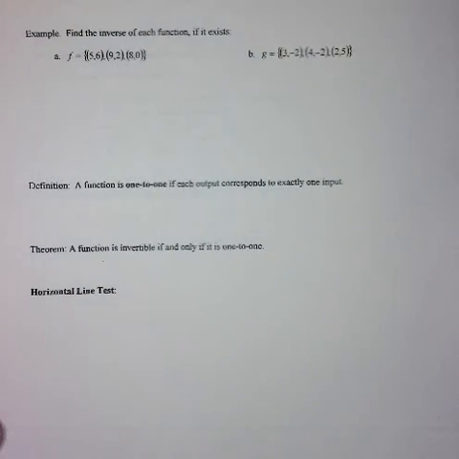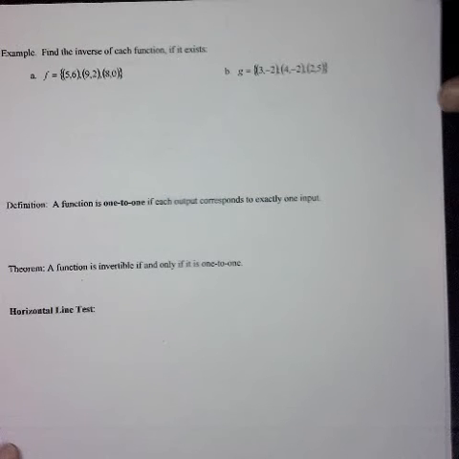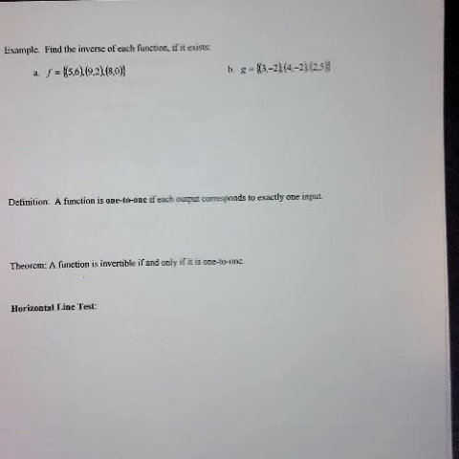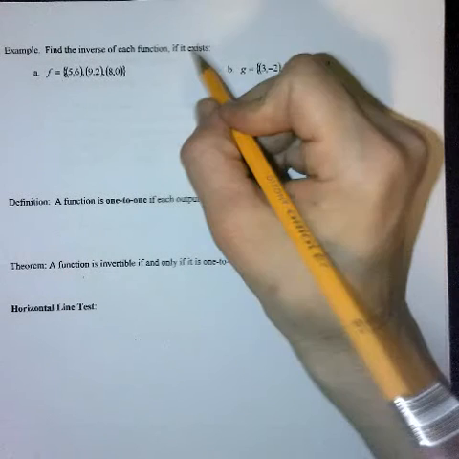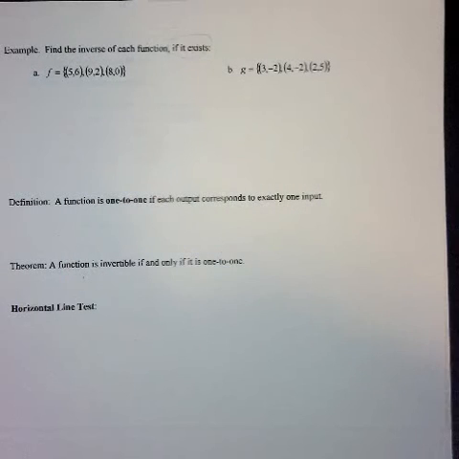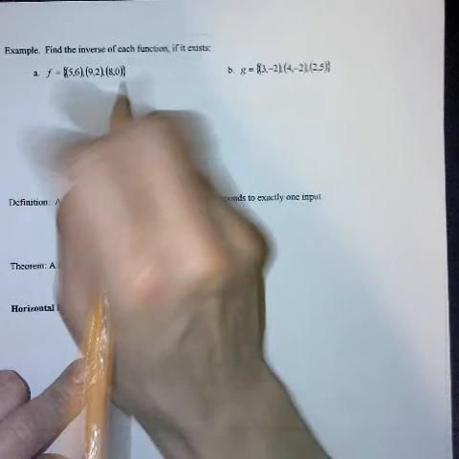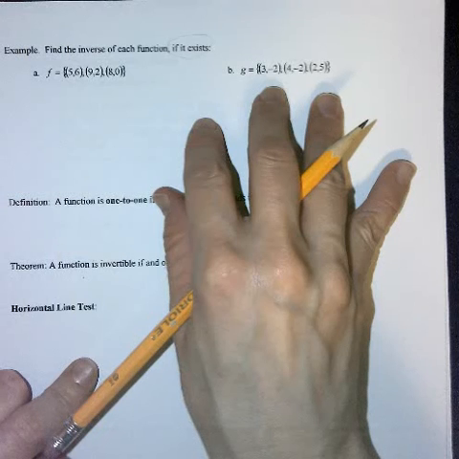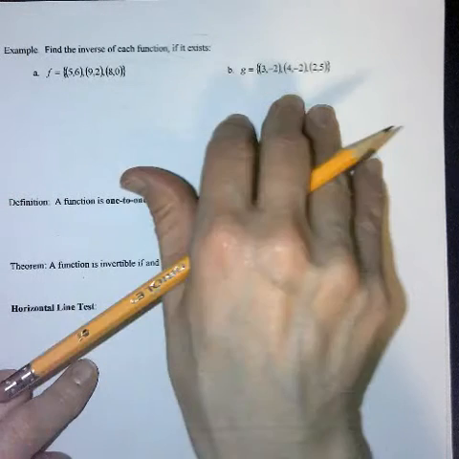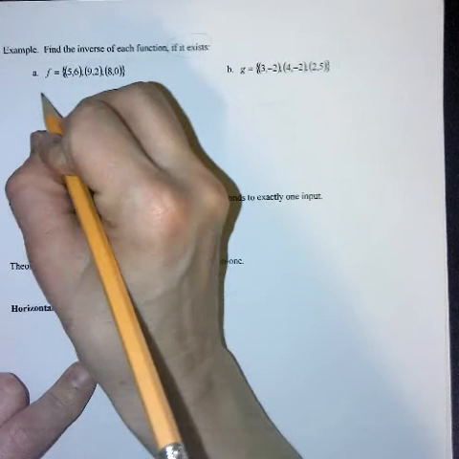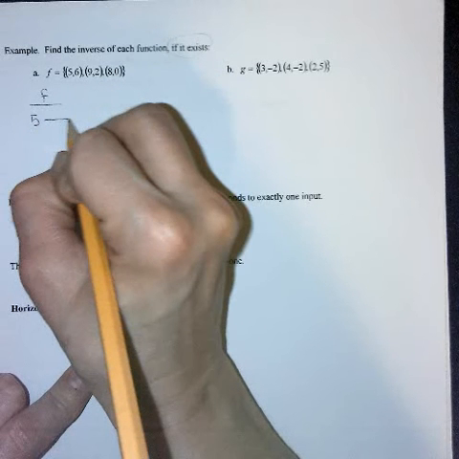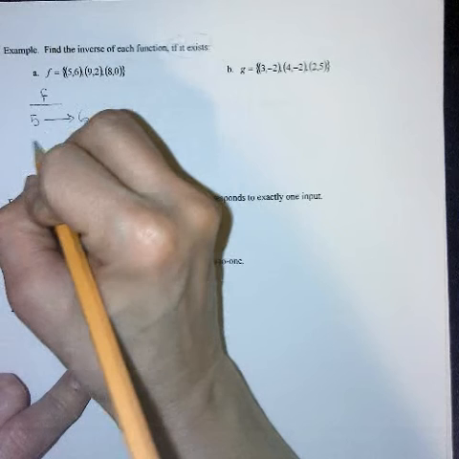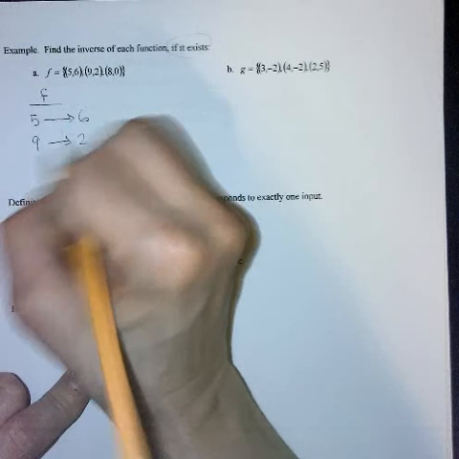All right. In this example, it says find the inverse of each function if it exists. Okay, so we keep talking about how the function may or may not even have an inverse. So here we don't have a rule like we did in the first example. We just have sets of ordered pairs. And so this function f takes 5, and we don't know what rule it is, but we know it will bring it to 6. It takes 9, and it will bring it to 2. It takes 8, and it will bring it to 0.